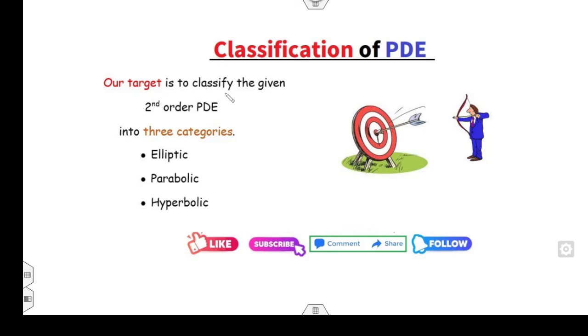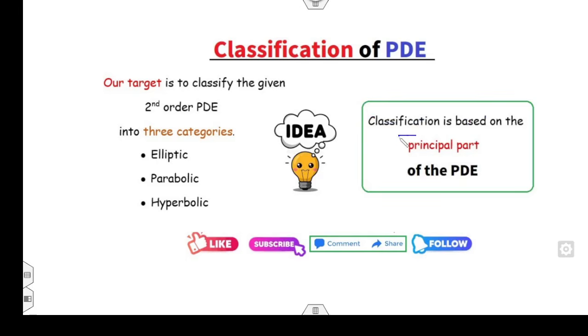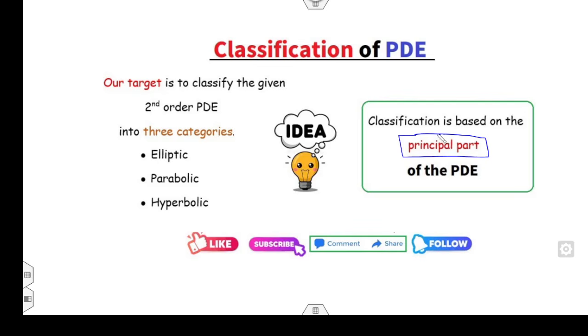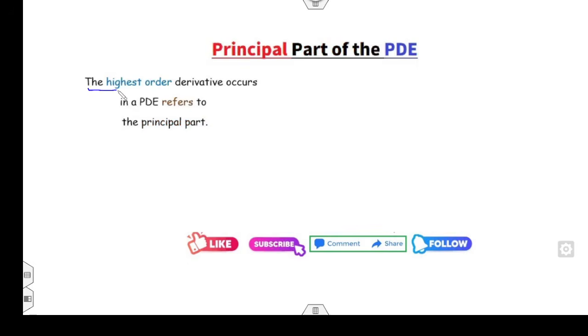How we can classify that? A very simple rule is we can classify the partial differential equations based on the principal part of the partial differential equation. What is the principal part? I already explained it with the help of an example in my last lectures about the second order partial differential equation. The principal part means the highest order derivative terms occurring in the partial differential equation. Based on this principal part, we can classify the partial differential equations.